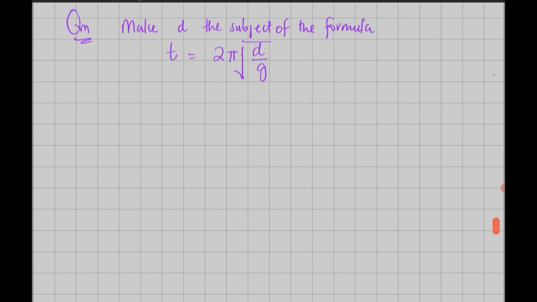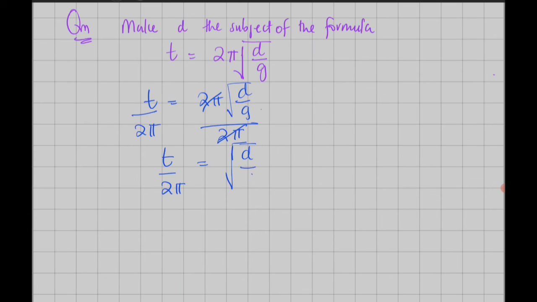So we move on to this one, which says make d the subject of the formula. We need to rearrange this also to make d the subject. It says t is equal to 2 pi square root of d over g. So how do we solve this? We divide first by 2 pi, and these cancel each other, and we get t over 2 pi is equal to the square root of d over g. So how do we remove this square root? We square this, and we also square this.